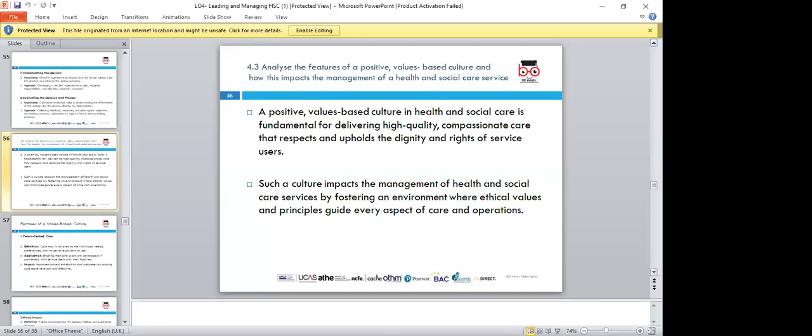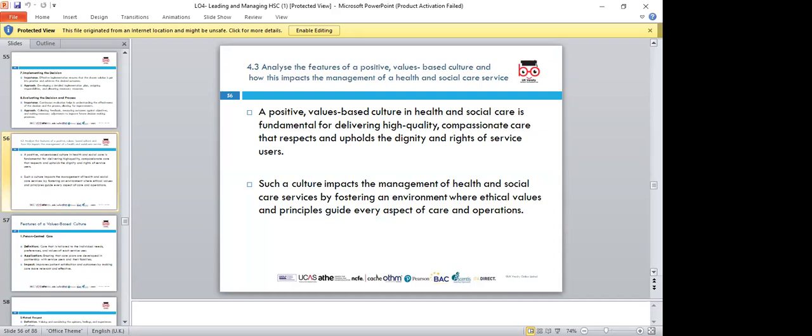A positive value-based culture in health and social care is fundamental for delivering high quality, compassionate care that respects and upholds the dignity and rights of service users. Such culture impacts the management of health and social care services by fostering an environment where ethical values and principles guide every aspect of care and operations. It's very important.